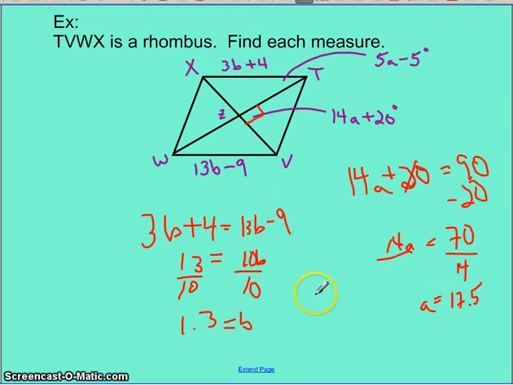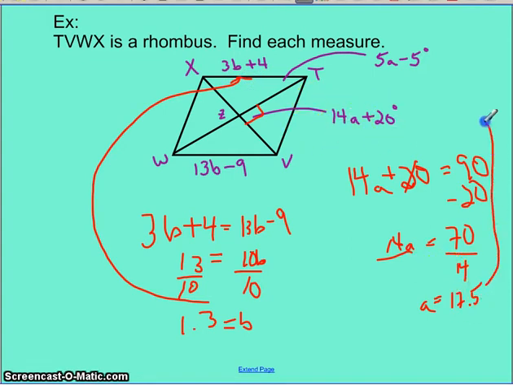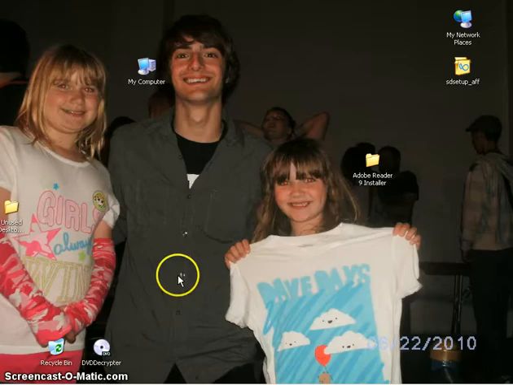So probably what we need to do here is go ahead and plug in B to find what each side would be, and then plug in the A here to figure out the angles. So let's see if we can get the calculator up here.